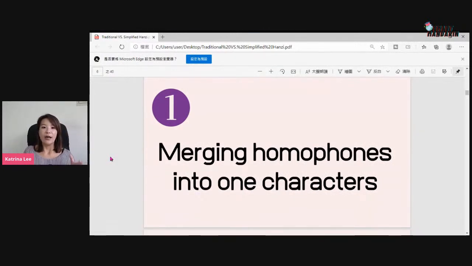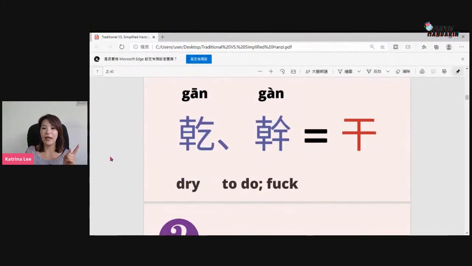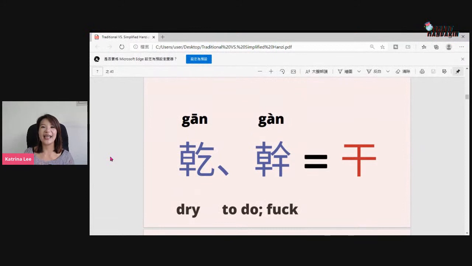First one is they merge homophones into one character. This is the first way they switch traditional to simplified. Okay, let's take a look at how they simplify. This is a very classic example. The red one right here is the simplified, okay? And the blue-purple one on the left is the traditional.